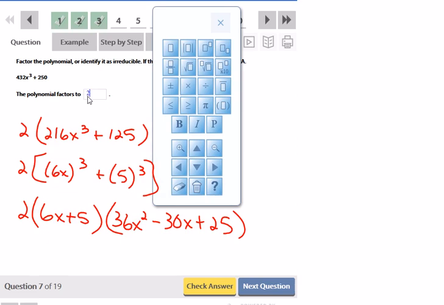So 2 times the parentheses 6x plus 5, and then the parentheses 36x squared minus 30x plus 25.